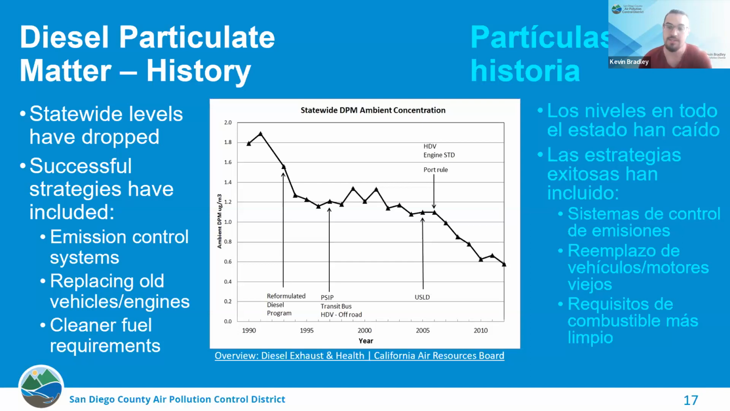So all that being said, some of the programs that have been put into place in California include adding emission control systems to diesel equipment, replacing old engines with newer engines that are more efficient and give off less pollution, and mandating that cleaner fuel is used in diesel engines. So lowering the sulfur content is one example. And so this graph points to all these different strategies that were put into place at various times over the last 30 years or so. And it's hard to dig out which of those strategies led to the decreases that we're seeing statewide, but big picture, we want to try to implement as many strategies as we can to really drive this pollution down over time. Next slide, please.